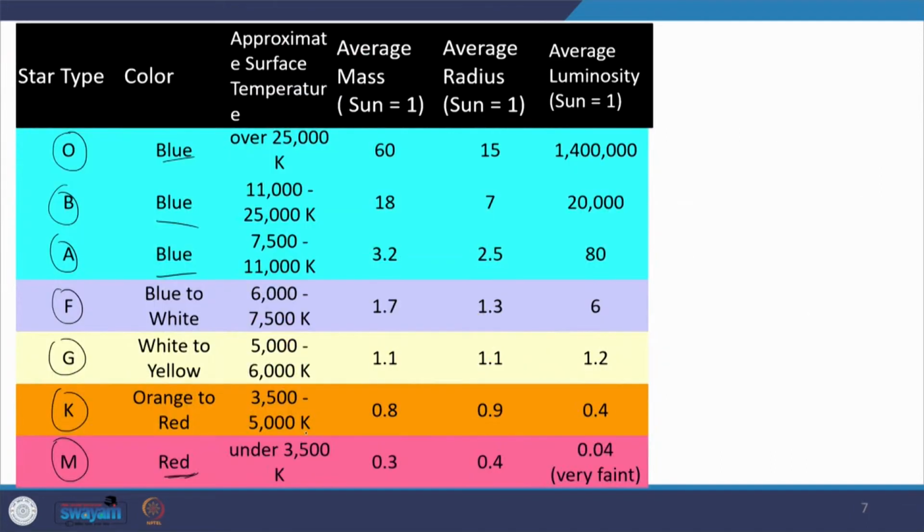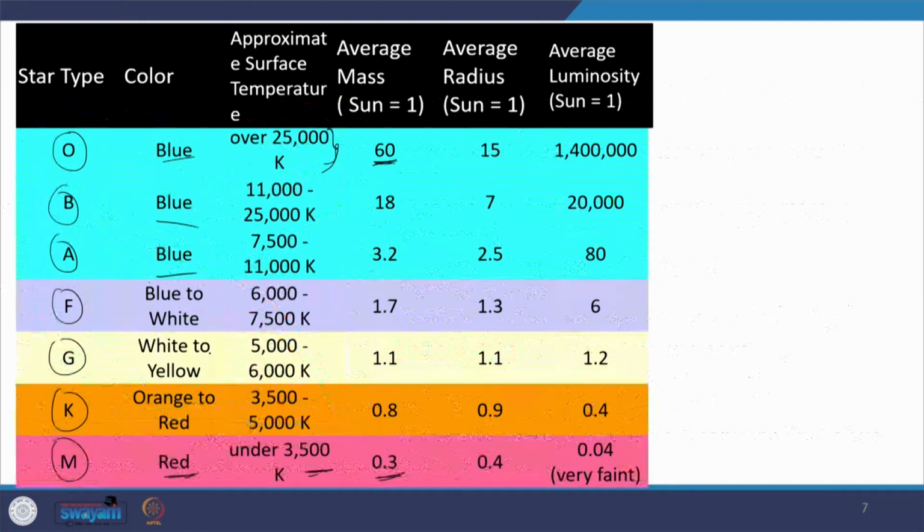These codes correspond to these colors, and corresponding to each color, the surface temperature approximately ranges from 25,000 to 3500. Are you satisfied? Earlier I gave you 3000 to some 50,000 kelvins. Here I am showing up to 2500 kelvins. Average mass compared to the sun ranges from 0.3 to 60. And near the sun, it is orange to red and white to yellow.